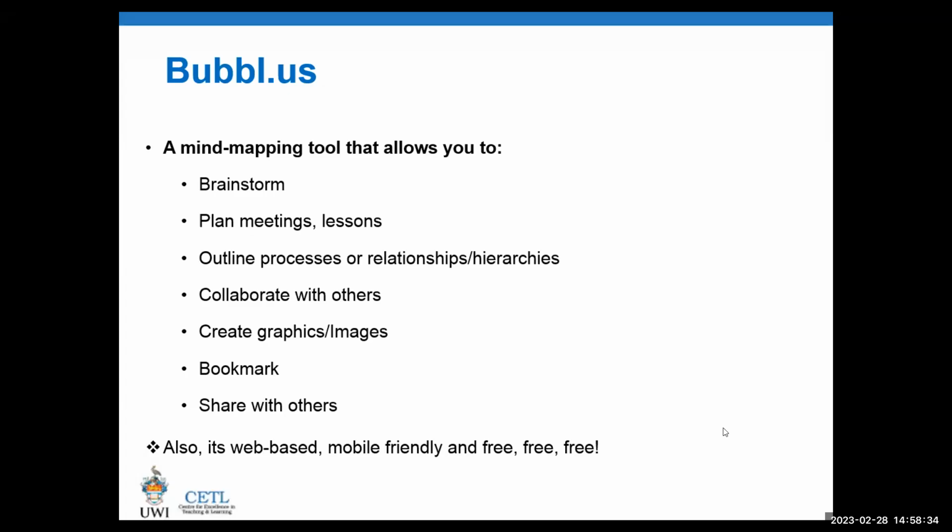So when we think of Bubblus, Bubblus is primarily a mind mapping tool. It allows you, or your students, to brainstorm different concerns or phenomena, maybe plan meetings. I find it very useful to create processes and relationships and things that are connected to each other. It's useful to collaborate with other persons. And sometimes people have used it to create graphics, let's say graphics of processes and signage and that sort of thing.